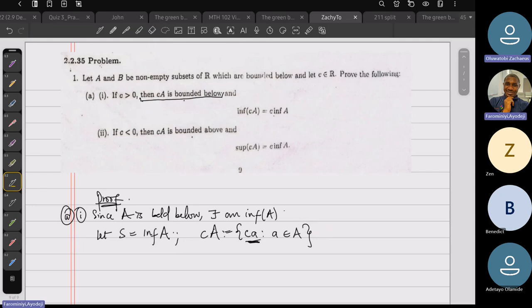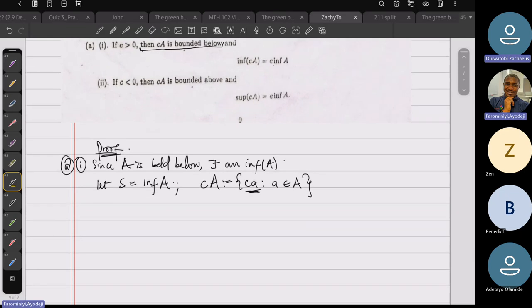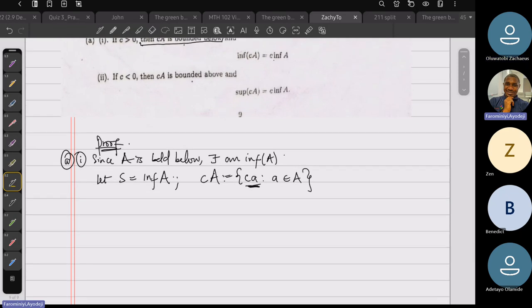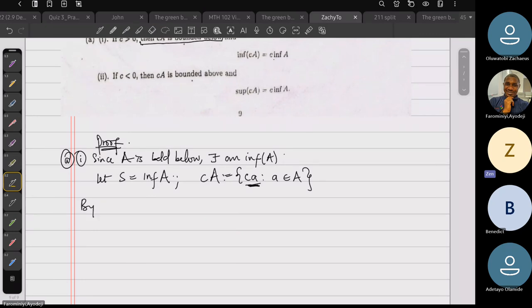So let S be that infimum. What is the property of S, if S is an infimum of A? That means it is the least element in the set A. Not really, it may not even be in A.